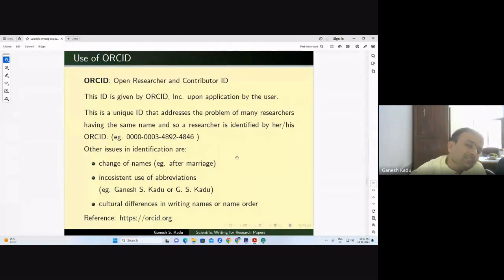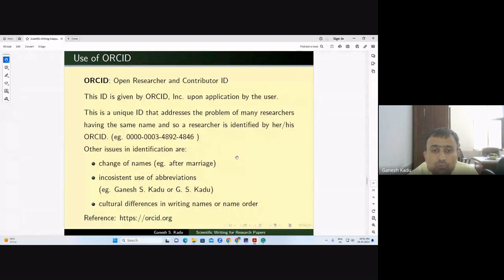And the other issues are, for example, why you need to use ORCID IDs, because there are changes of names. Particularly with women, this is a problem after marriage. You have a change of names, and then it is not clear which person it is, so you cannot identify the person with the person's research. Okay, so that is one of the issues.